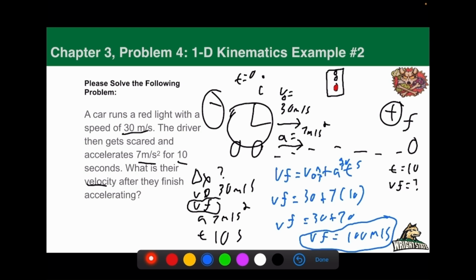But remember, I told you in the beginning of chapter 1, if you keep all your units in standard format, they will come out in standard format. So notice, because we put everything in meters per second, and seconds, what we got out was in meters per second. So you actually don't have to worry about units as long as you keep everything in standard format the whole time. Cool? Cool.